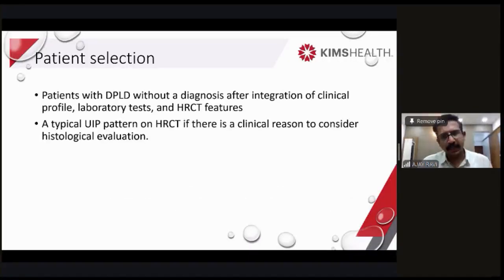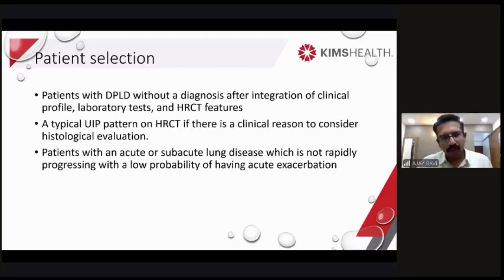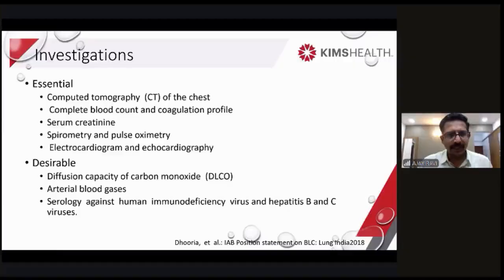So which patients? DPLD without a diagnosis after all clinical, laboratory and HRCT features are combined. And also in a UIP pattern, you can do it if there is a clinical reason. Otherwise, a typical UIP pattern does not require a biopsy. Also, the patient should have a low probability of an acute exacerbation. That's also important. Now going to the essential investigations, essential as well as desirable.